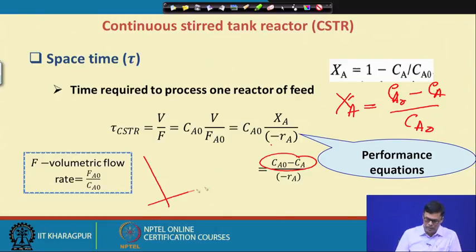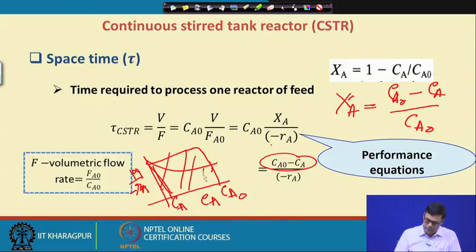Now, let me take the previous equation, the plot of 1 by minus R A versus C A. So, we have this kind of plot. Now, suppose we want to convert C A 0 to C A. Here the area under this curve is equal to tau C S T R, because it is a rectangle: at C A the rate of reaction is this one, and at C A 0 it is this one.